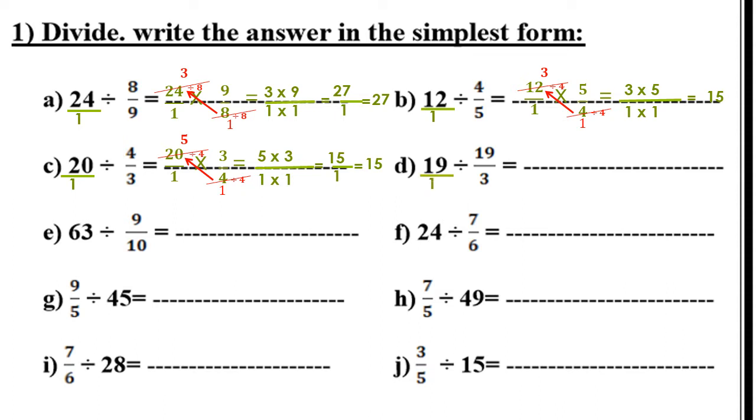19 divided by 19 over 3. 19 over 1 times 3 over 19. So I'm going to cross away the 19 with the 19. Okay, what's left is 3 over 1, which is 3.